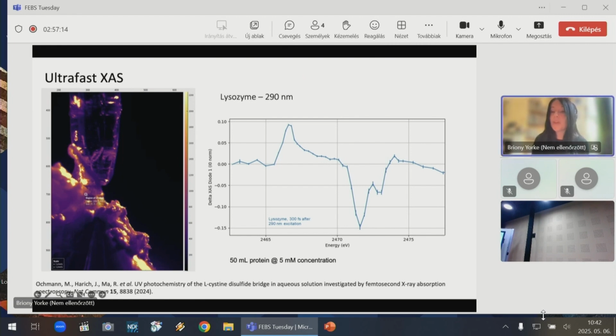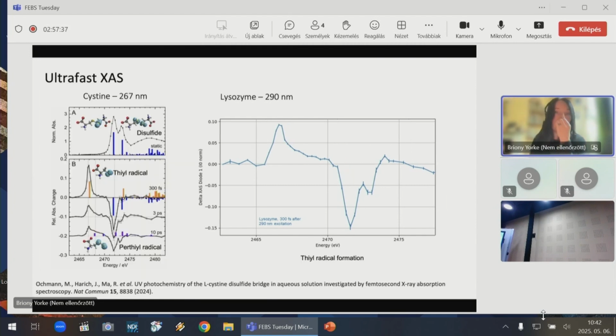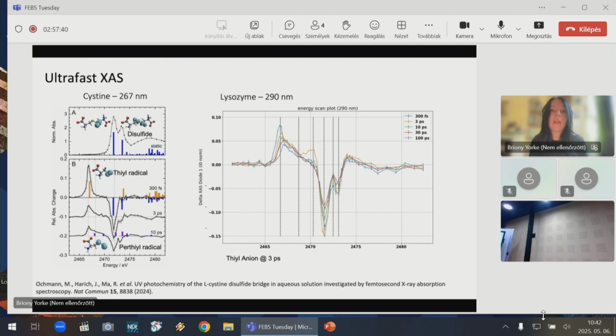But lysozyme also has disulfide bonds close to tryptophan residues, and we've tried excitation at a number of different wavelengths. When we excite at 290 nanometers, after 300 femtoseconds, we see the formation of this thiol radical, as we saw in the cystine. However, after 3 picoseconds, we see an increase in this peak here. This was absent in our cystine experiments, and we think that this peak can be attributed to a thiol anion.